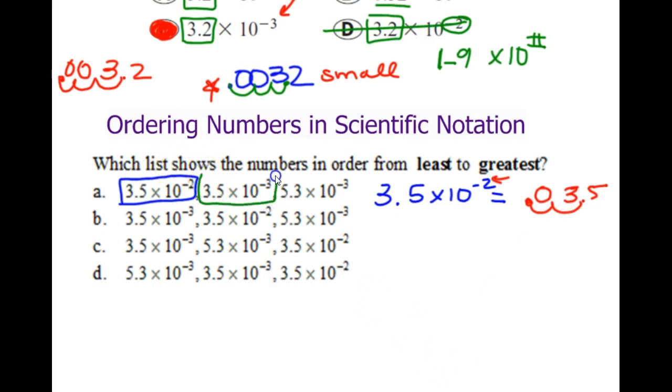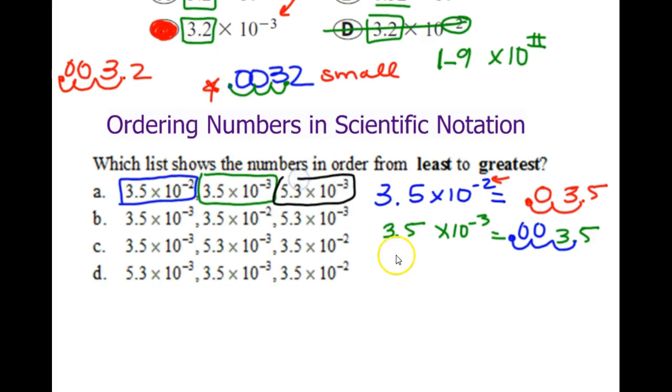The next one is 3.5 times 10 to the power of negative 3. So 3.5, we're going to move this one 3 spots to the left. 1, 2, 3. So this one just has 2 zeros in front, meaning it's smaller. This one's a little bit bigger because it has fewer zeros in the front. And then our third number here, 5.3 times 10 to the negative 3 power. So this one is a bigger number up front here. We're going to move 1, 2, 3 spots.